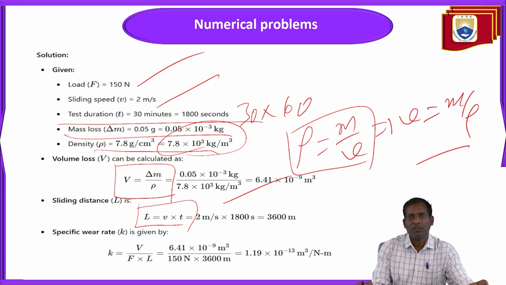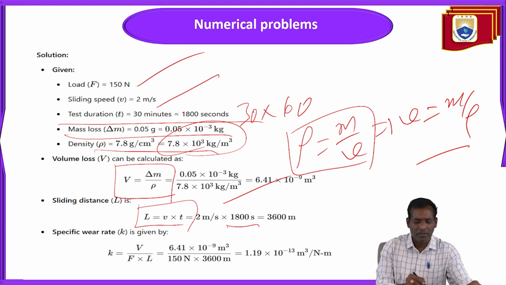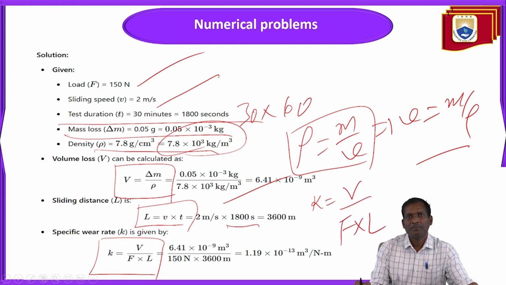Test duration, how much time taken? The sliding speed is 2 meters per second, and T is 1800 seconds. Now calculate the specific wear rate. The specific wear rate K is equal to V by F into L.